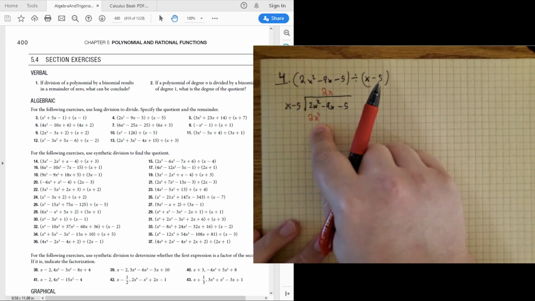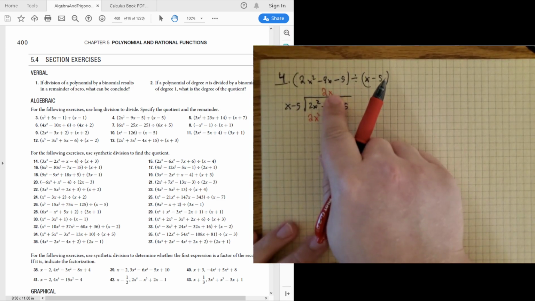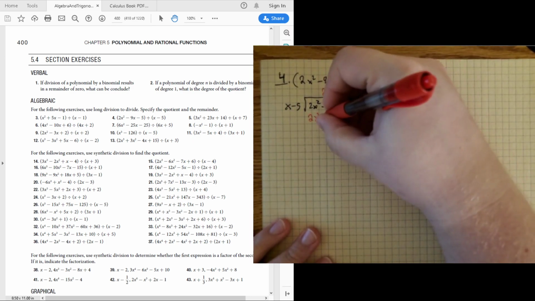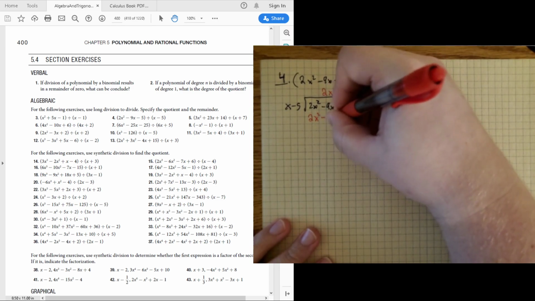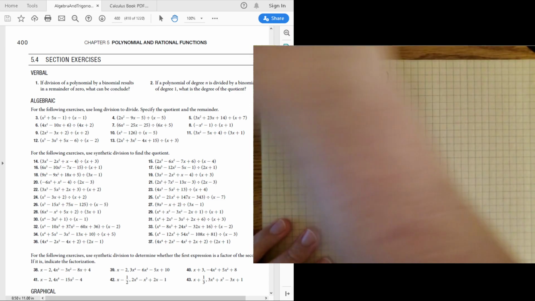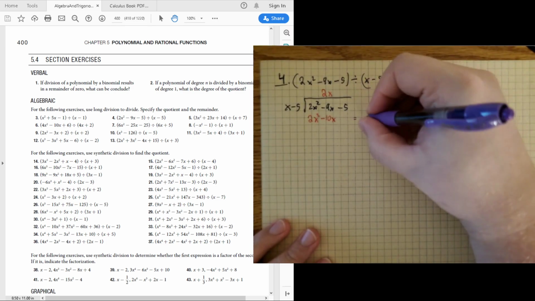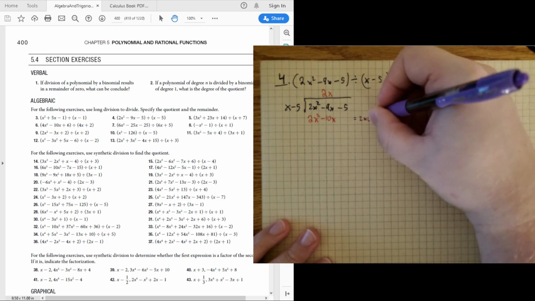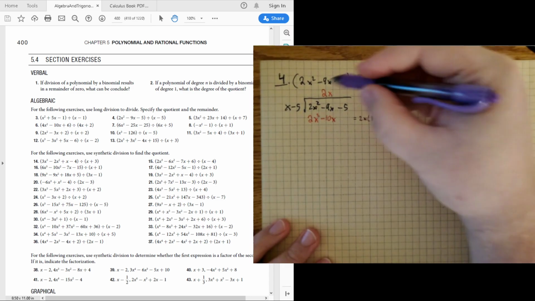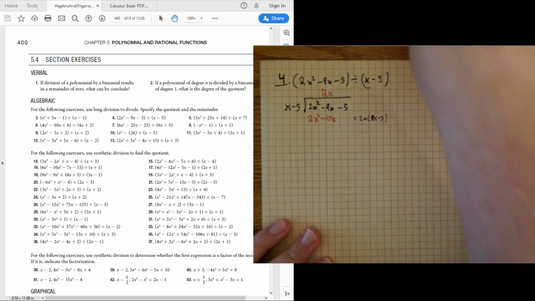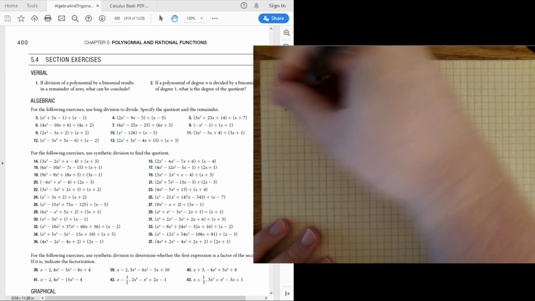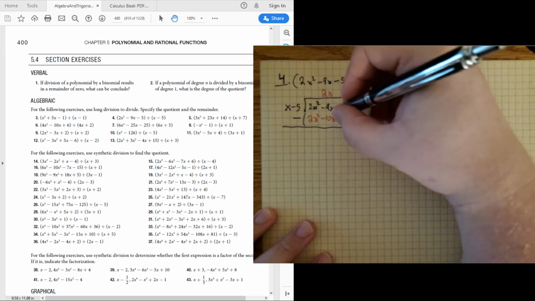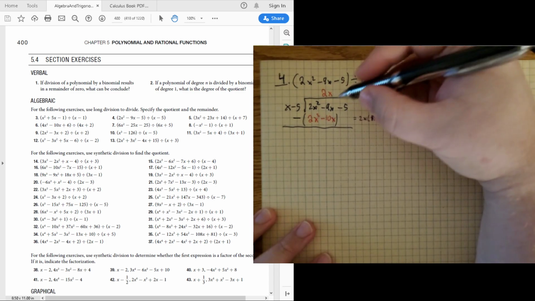2x times x is 2x squared. But because we're doing algebra, we have to make sure to distribute. If we're going to take 2x times x, we have to also take 2x times negative 5, or negative 10x. So, where did this row come from? We took 2x times x minus 5. Now, we then have to subtract everything, meaning this entire term gets subtracted, meaning you have to make sure to distribute.